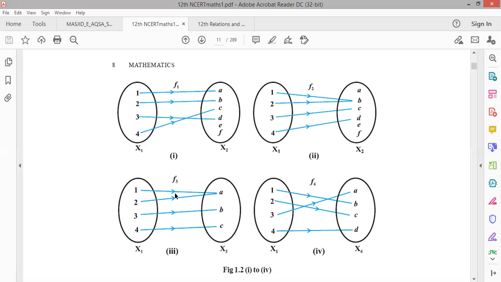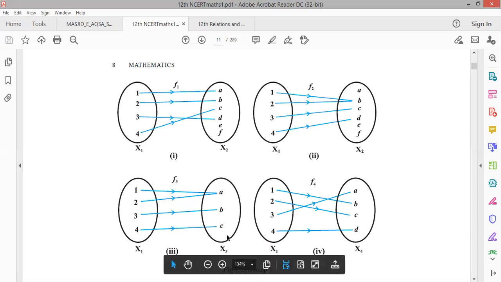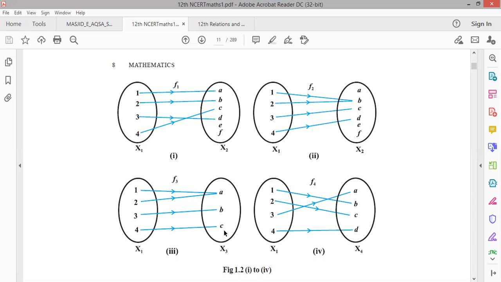Next is the f3 function. Once again in f3 we have 1 and 2 mapped to a, so it's not one-one. Is this onto? Here in the second set we have only a, b and c. There is no element which is not having any pre-image under this mapping f3, so it is an onto function. So it is many-one onto, so it's not a bijective function.